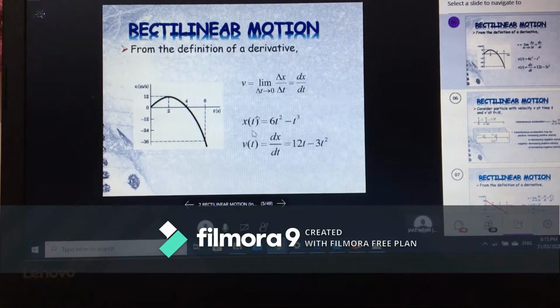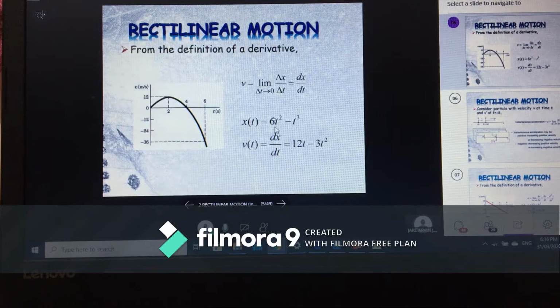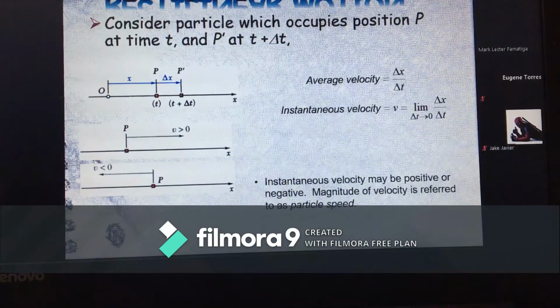Okay, so to continue, we have here the result of taking the derivative of the displacement with respect to time. So ito yung displacement natin, class, x as a function of t equal to 6t squared minus t cubed. Now taking the derivative of x as a function of time, we got the derivative of x with respect to t, which is equal to the instantaneous velocity. So ang instantaneous velocity natin ngayon ay represent. Okay, so let's continue.